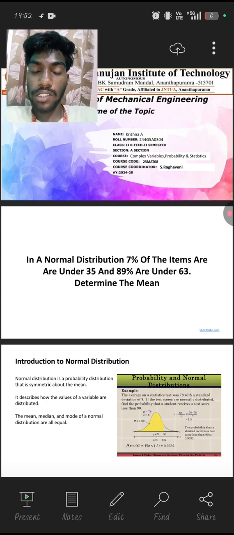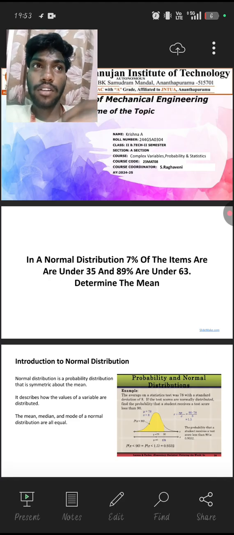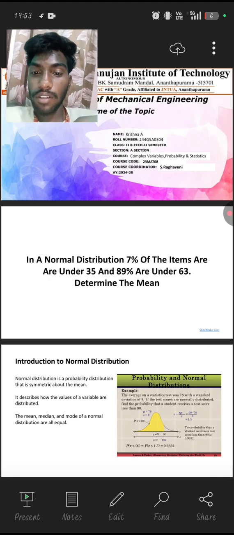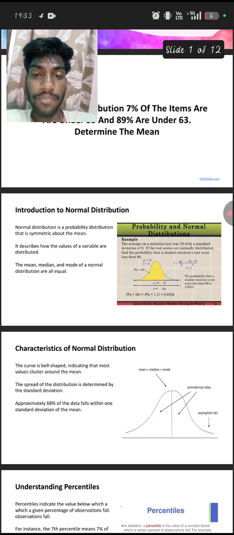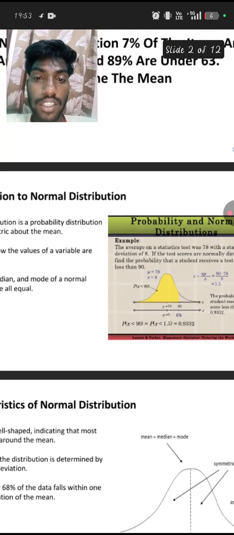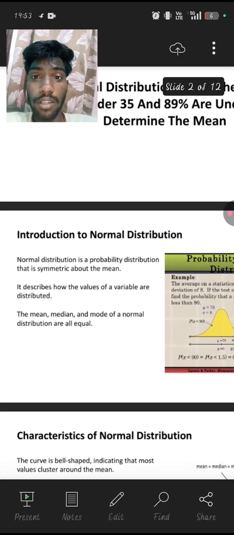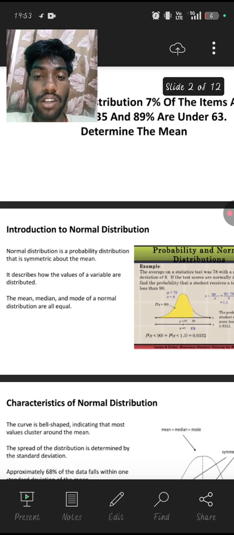Today I am going to present to you about normal distribution. Before that, we have an introduction and we have a problem on it. We will first go through the introduction to normal distributions, where it comes under probability. We have different distributions like binomial distribution, Poisson distribution, and also normal distribution.